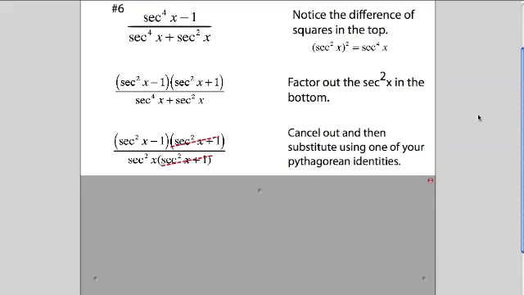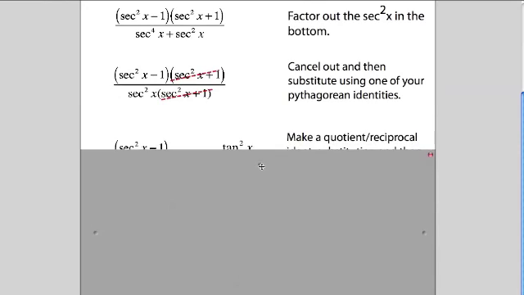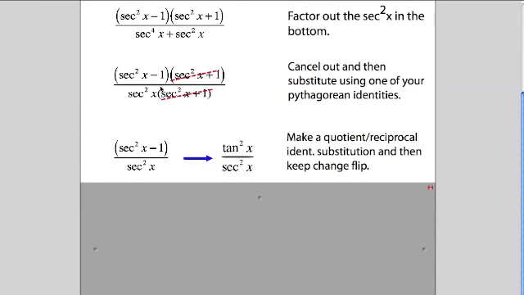And sure enough, when we look at this, when you pull the secant squared out of the bottom, you're left with a secant squared x plus 1, and that's the same thing that was on the top. That allows me to cancel here, and when I look at what's left over, hopefully at this point you recognize that the secant squared x minus 1 is one of your Pythagorean identities, or at least it's a version of it.